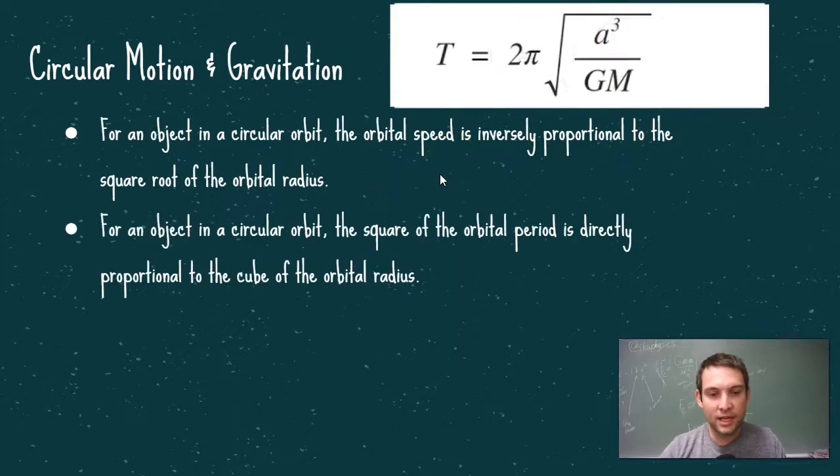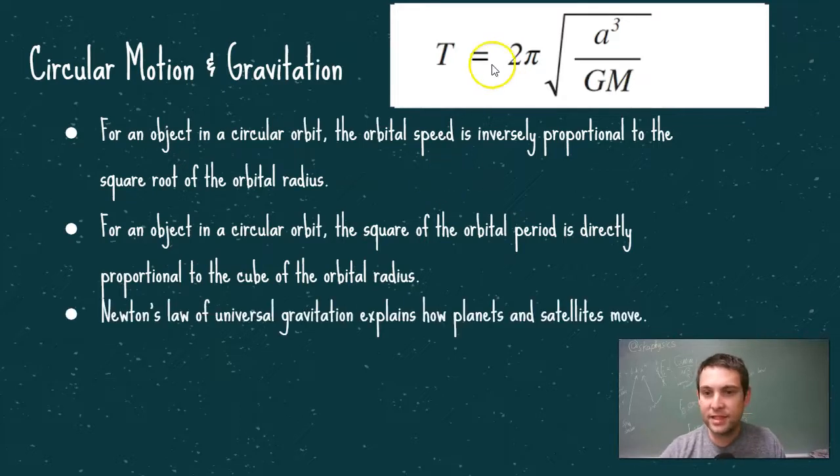For an object in circular orbit, the square of the orbital period is directly proportional to the cube of the orbital radius. We did the same thing, but this time instead of using v, we used the distance that we traveled over the time that it took, which, whenever we're going in a circle, is 2 pi r, and the time that it takes to make one complete revolution or one complete cycle is called the period. This is Kepler's third law of planetary motion.